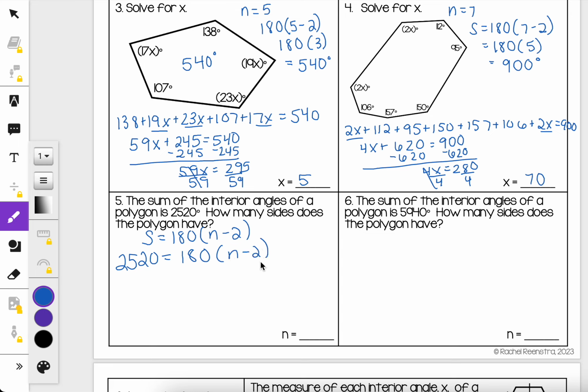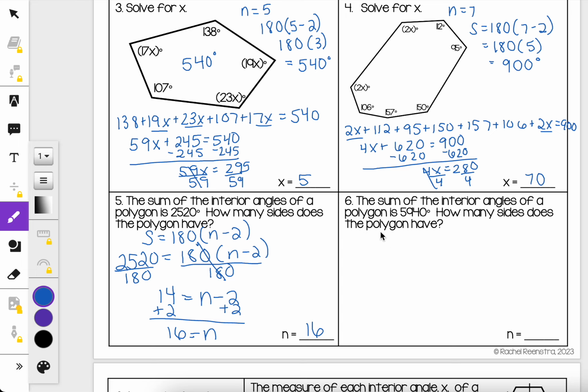Now, a lot of times when we see something like this on the right side, our instinct is telling us to distribute that 180. We don't want to do that here. All right, we can just divide both sides by 180. And these two 180s are going to cancel out. So I'm left with n minus 2 on the right side, and on the left side, I get 14. If I wanted to solve for n, all I have to do is add 2 to both sides, and n equals 16. So this polygon has 16 sides.